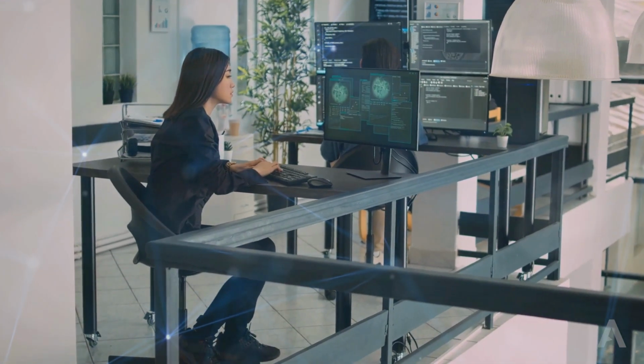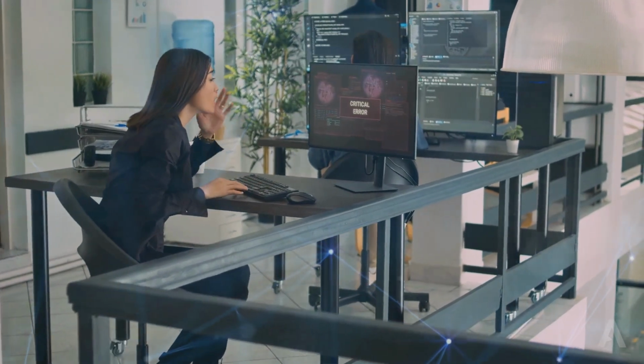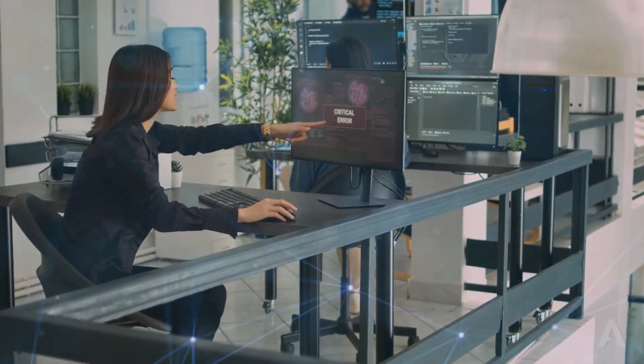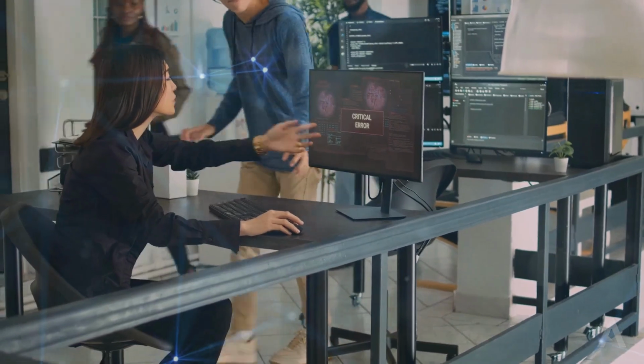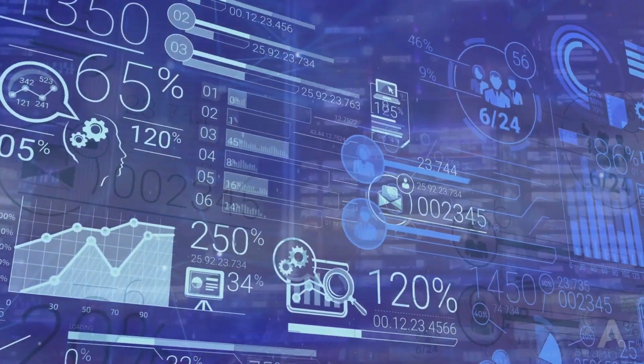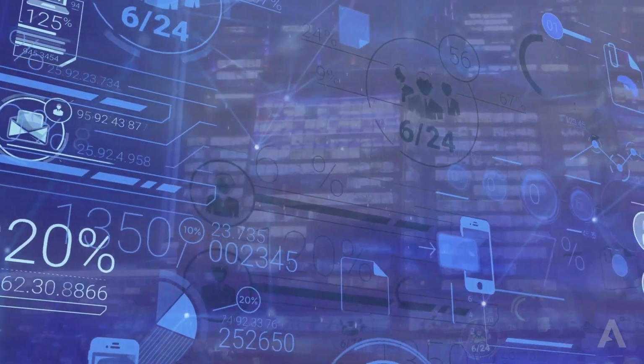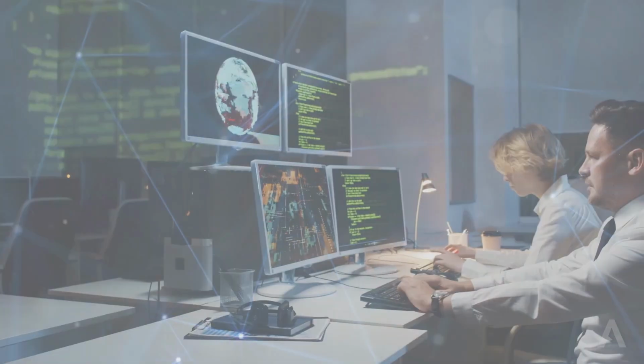Behavioral analysis. EDR analyzes endpoint behavior patterns to detect anomalies that may indicate malicious activity, even if the threat is previously unknown. Machine learning. Some advanced EDR solutions leverage machine learning algorithms to improve threat detection accuracy and identify new and evolving threats.